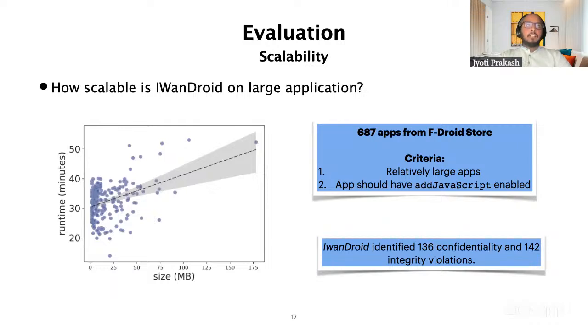And now the next question is how scalable is I1 on large applications? To evaluate this, we took 687 apps from the F-Droid Play Store with the criteria that they should be relatively large apps and have JavaScript enabled. I1 was able to identify 136 confidentiality and 142 integrity violations in this suite of 687 apps. We reported some of these to developers, and we got a response that they fixed those vulnerabilities, which shows the efficacy of our approach.